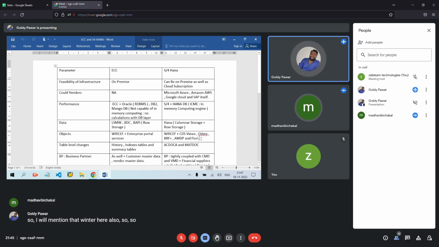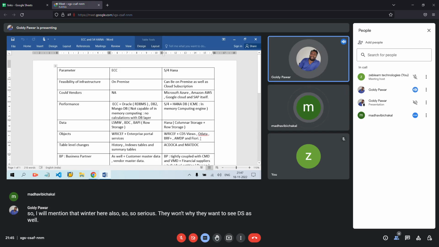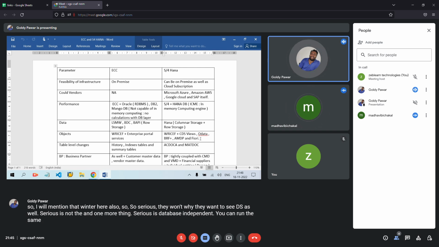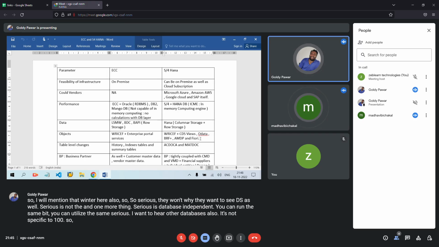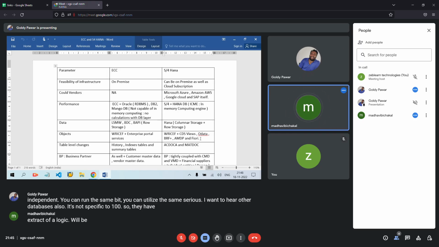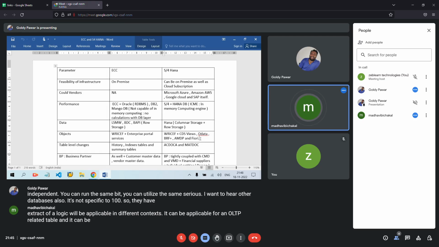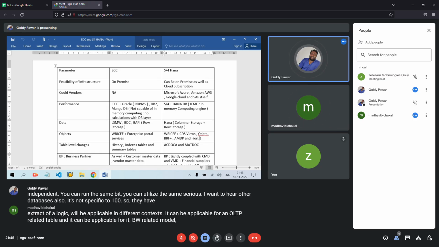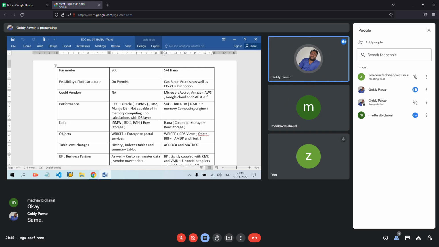So why did they want CDS as well? One more thing, CDS is database independent. You can utilize the same CDS on other databases also. It's not specific to HANA DB. So you're saying the same CDS extract logic will be applicable in different contexts. It can be applicable for an OLTP related table and it can be applicable for a BW related model also. Yes, the same. So the main challenge for SAP was the performance of the objects.